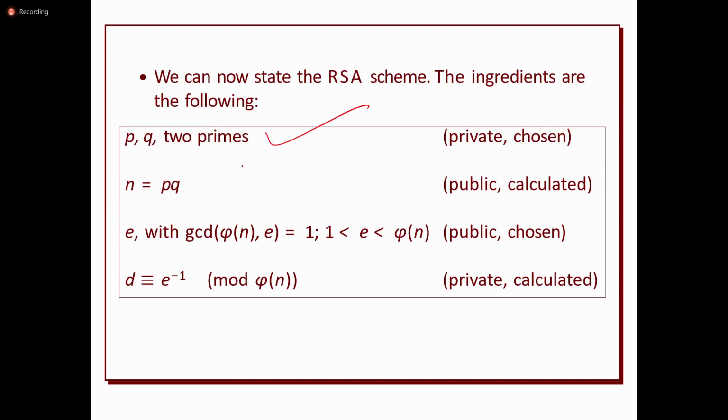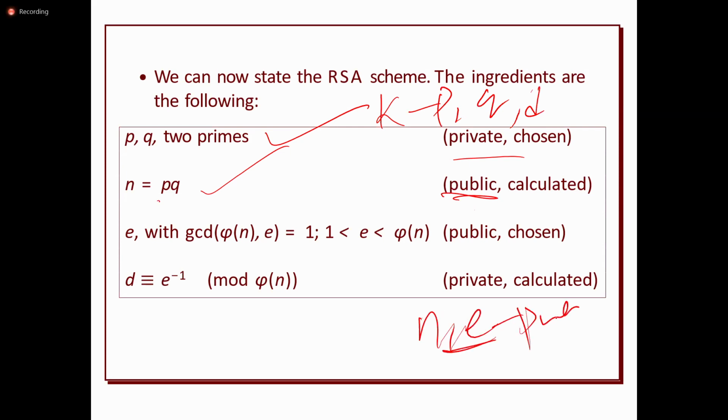So first of all, we should select two prime numbers and calculate the product. P and Q are private and N is public; we already discussed that. P, Q and D are private, and among these 5 values, N comma E are public and these 3 are the private values.